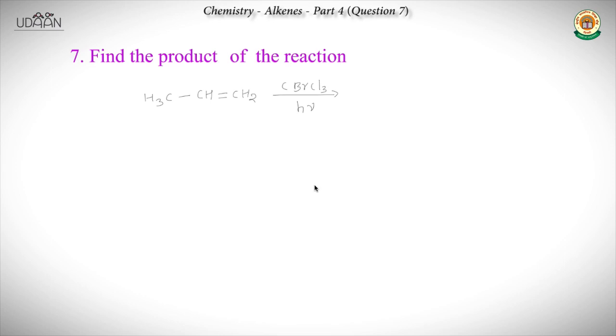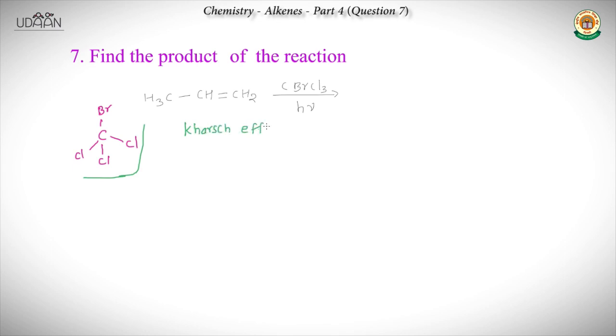So how about you show us the structure for CBrCl3? It looks like a very interesting compound. Yeah, the structure is very simple. It is CBrCl3. Okay, nice. So let's try solving the question now. Yes. To solve this question, first I would like to discuss the Kharasch effect in detail.